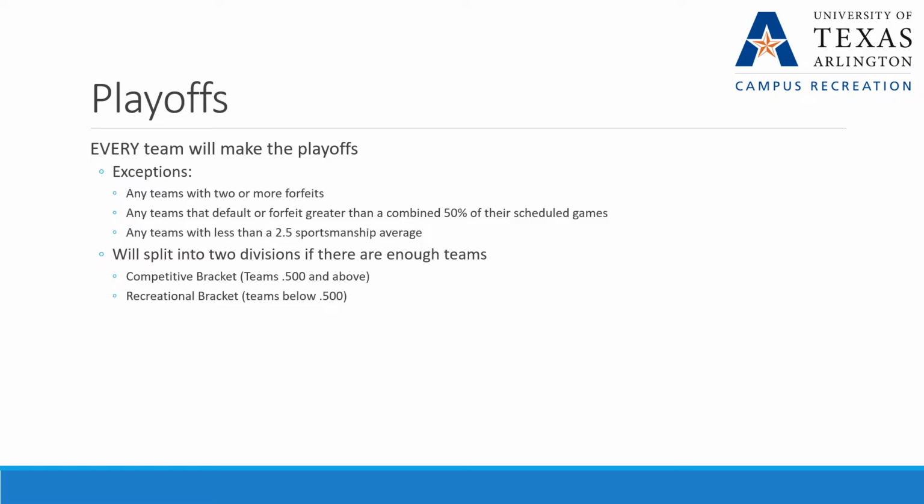Every team makes the playoffs, except for teams that have 2 or more forfeits, or teams that default or forfeit greater than a combined 50% of their scheduled games, or any teams with less than a 2.5 sportsmanship average. If there are enough teams, there will be 2 divisions, a competitive bracket with teams that have a win-loss record above .500, and teams that have a win-loss record below .500 will go into the recreational bracket.